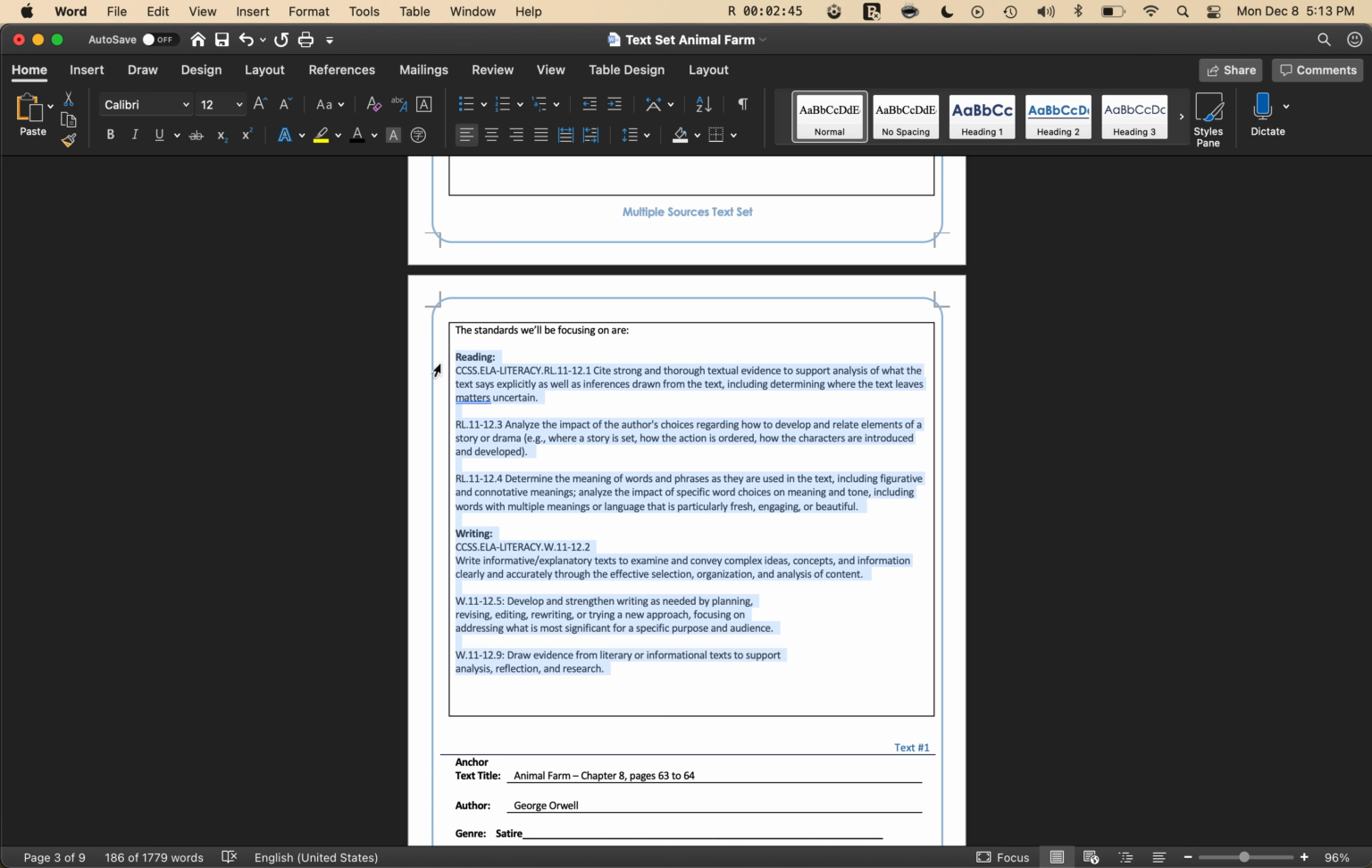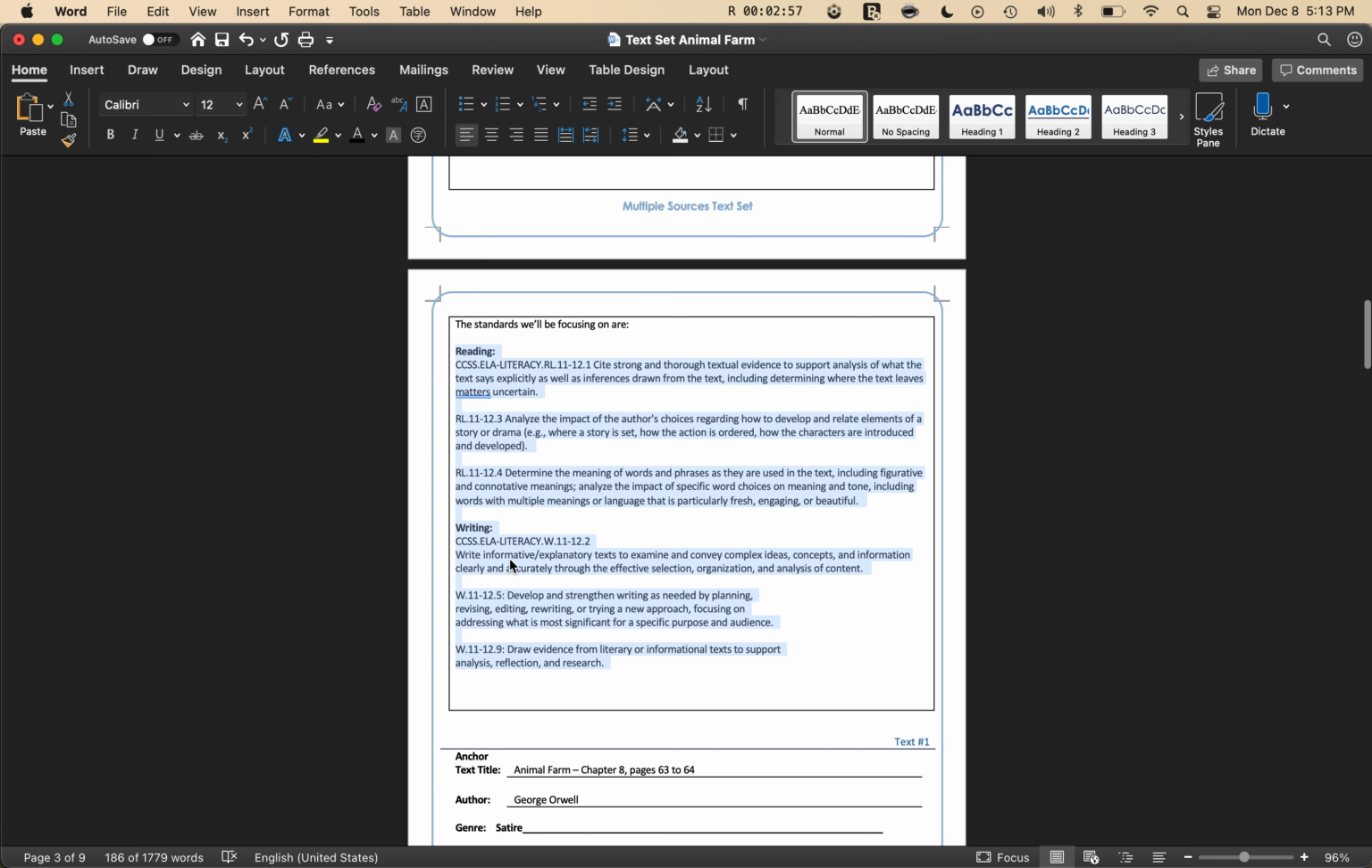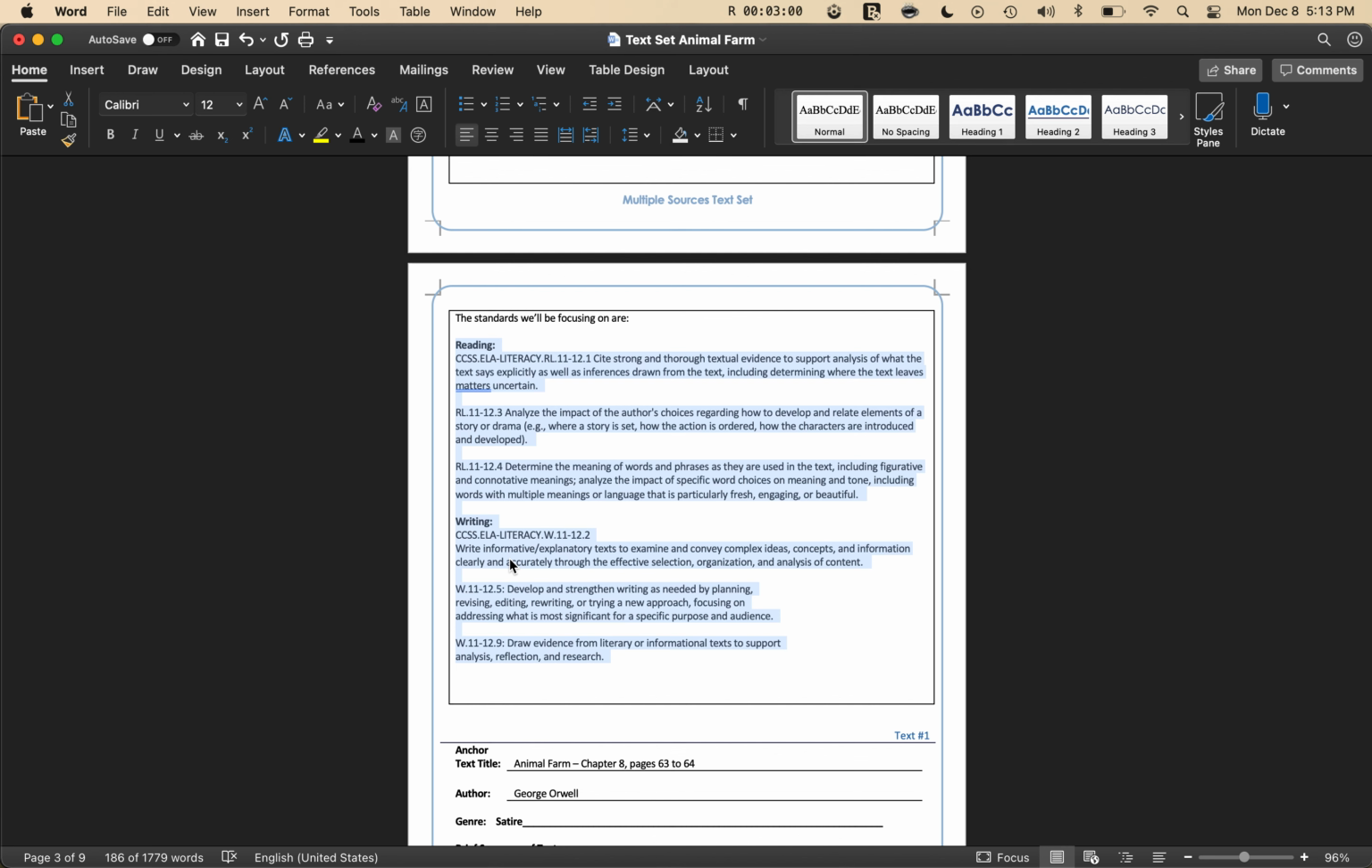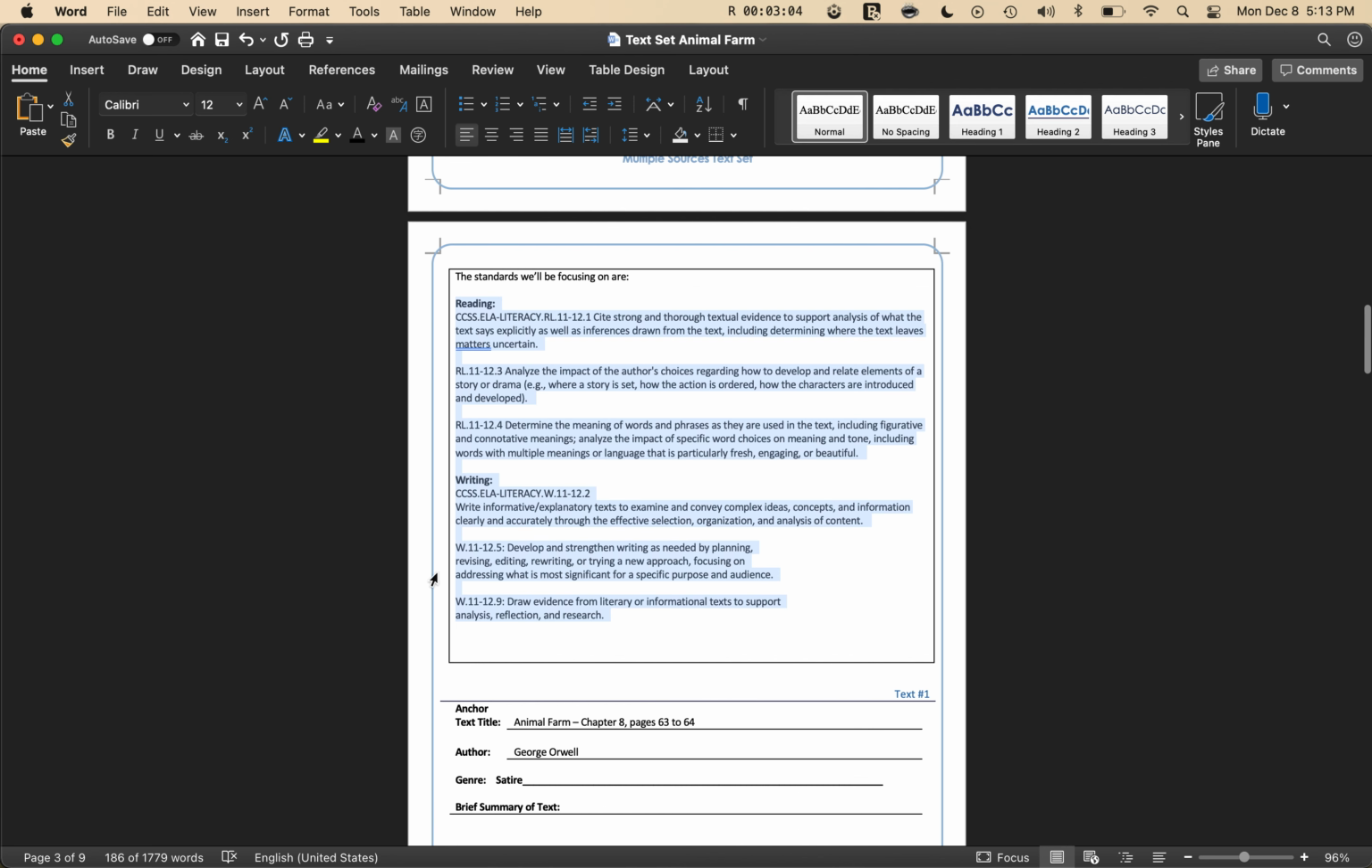And for writing, can they explain, essentially, the text? Can they develop a more polished version of it by editing and revising? And can they draw evidence from the text? Since we're going to be reading multiple texts, if they don't really have the ability to draw evidence from the text to explain their reasoning, then I really haven't done my job as a teacher.